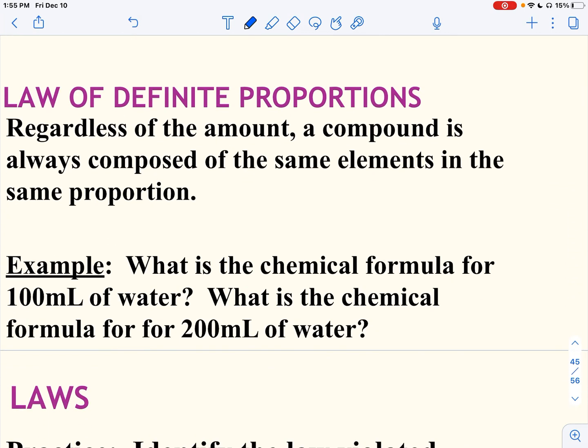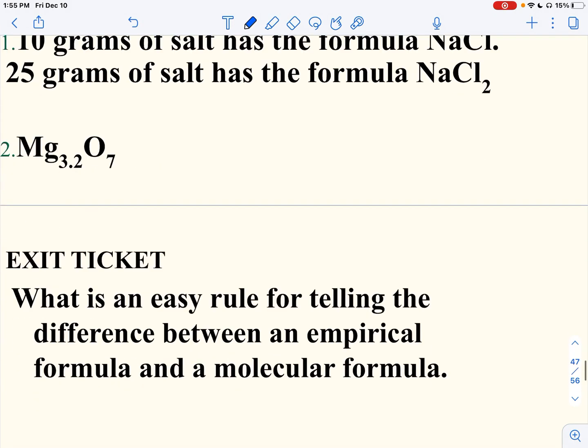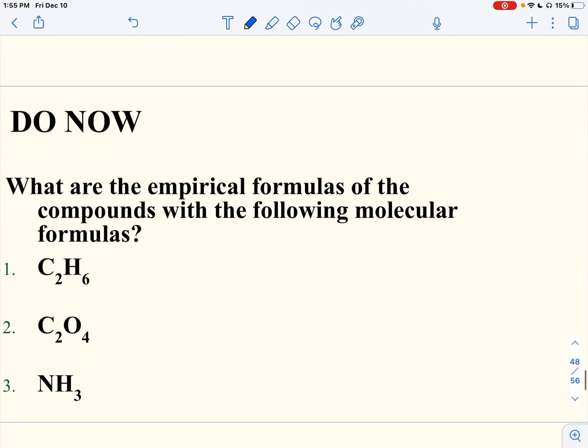The law of definite proportions tells us that no matter how much we have of something, it's going to have the same formula. So water is a good example of this because you've known your whole life that water is H2O. If you have a giant bathtub full of water, it's H2O. If you have a little cup of water, it's H2O. So that does not change. And that's all the law of definite proportions is saying. And then we'll go over some practice.